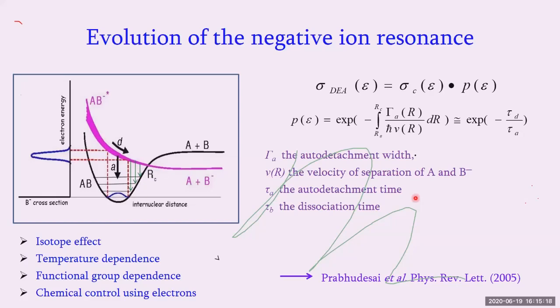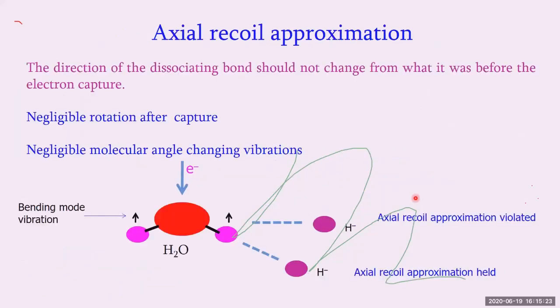Now one of the important things when you talk about dissociation following electron capture, if you look at the dissociative products to understand the dynamics of the negative ion, is that it has to follow the axial recoil approximation. It means that the molecule, between the time of electron capture and the time it dissociates, should not undergo any structural change.